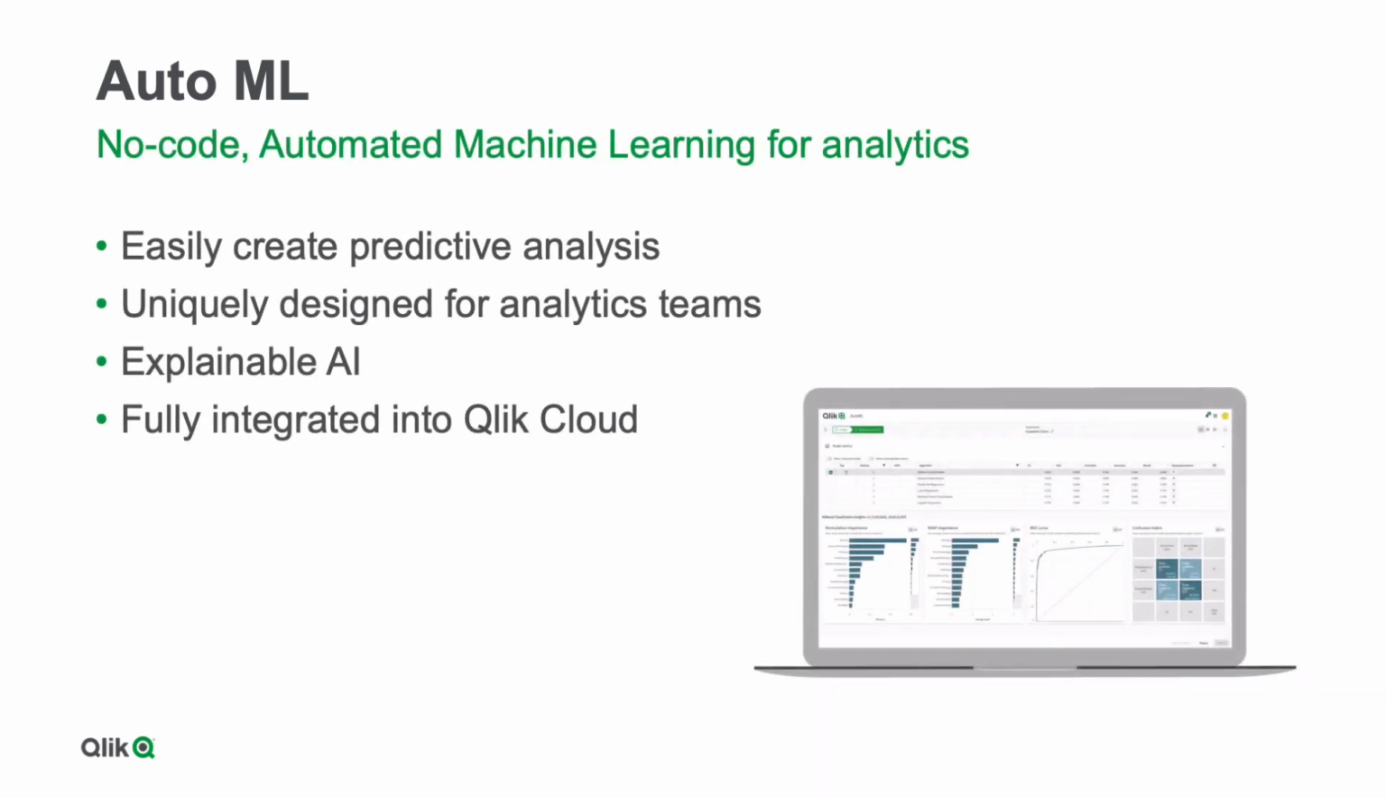Sure. AutoML is a no-code automated machine learning tool where you can easily create predictive analysis. So Qlik AutoML generates machine learning models from historic or training data, which can then be used to make predictions on current data. With the integration with Qlik Cloud, it allows you to explore the data and get real-time predictions within Qlik Sense apps.